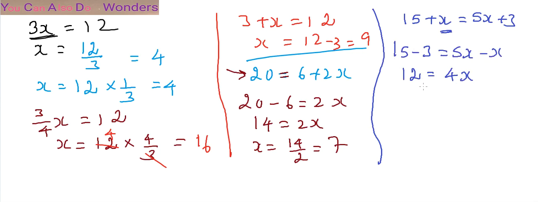12 equal to 4x, or 4x is equal to 12. Both are the same. So x is equal to 12 by 4, or 12 into 1 by 4. Both are the same. The result is 3. So the value of x is 3.